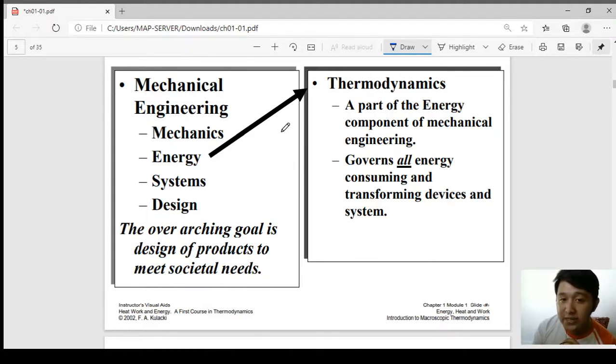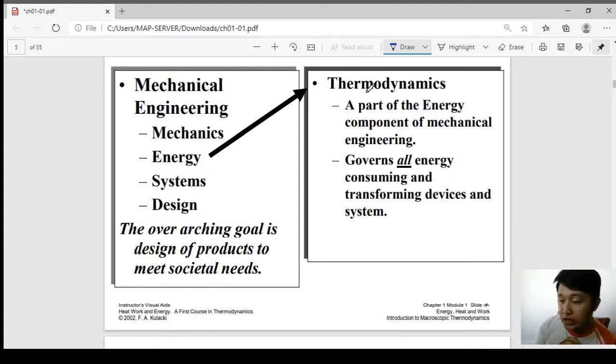So ang thermodynamics is under sa energy component of mechanical engineering. Why? Because they say thermodynamics is a science of energy, or we can also say thermodynamics is the study of relationship of heat, work, and energy. And ano pa? When we recall our elementary days, we have learned about the law of conservation of energy. And ang law of conservation of energy states that energy cannot be created nor destroyed, but can only be transformed from one energy to another energy.